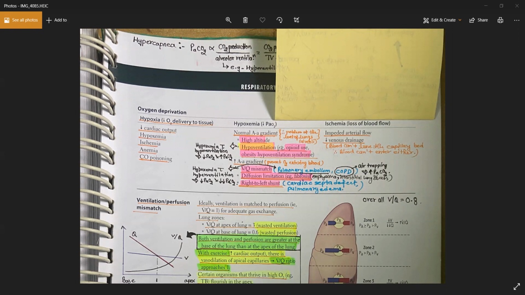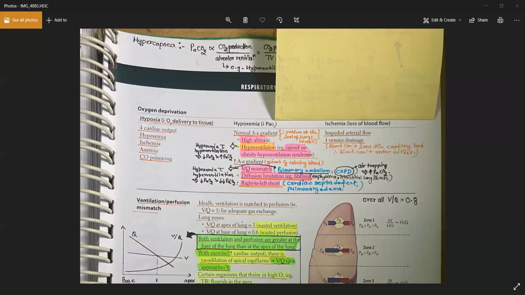Second is the hypoventilation because of opioid use, because of obesity hypoventilation syndrome, because of myasthenia gravis, for example. If the myasthenia gravis involves your lungs, the skeletal muscles of the lungs, the intercostal muscles, in that case you cannot have the inspiration properly, right? This can again promote the hypoventilation that can cause the hypoxemia, which is a normal AA gradient type. So if any condition is decreasing the amount of oxygen in the alveoli itself, that will create a hypoxemia, but with a normal AA gradient.